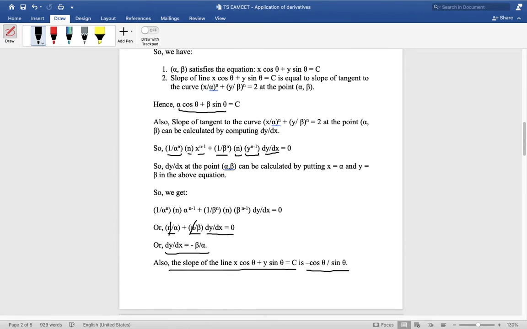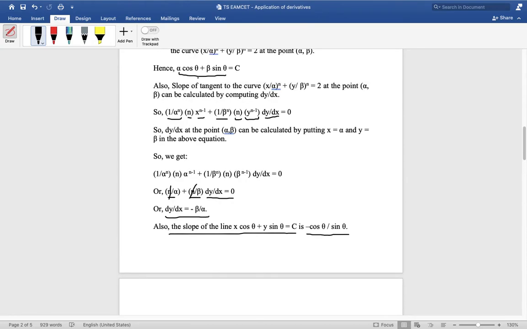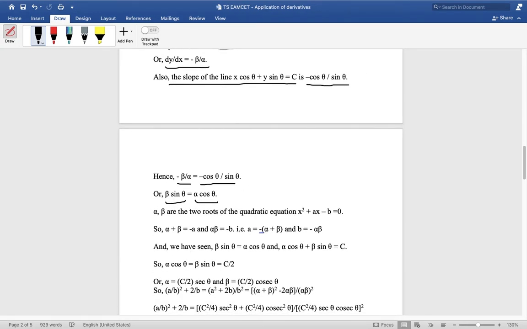Also remember that alpha and beta lie on this line, so alpha cos theta plus beta sine theta is equal to c. And now we know that alpha cos theta is equal to beta sine theta. So both of these terms are equal to c by 2. I have done that over here. Alpha cos theta is equal to beta sine theta is equal to c by 2. So you can just say alpha is equal to c by 2 secant theta and beta is equal to c by 2 cosecant theta. Okay.